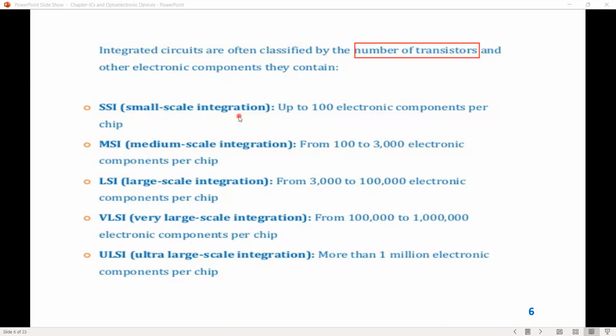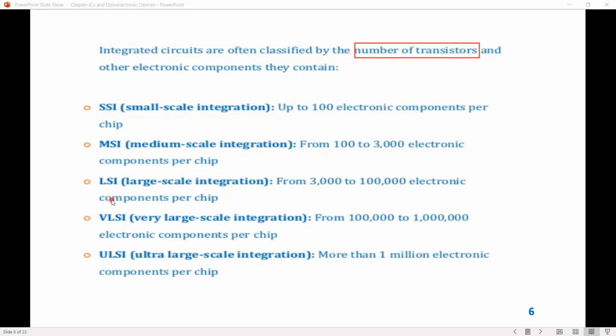So in this integration, up to 100 electronic components, or we can say number of transistors, per chip can be designed. Then the next generation comes, which is called MSI, medium scale integration. From 100 to 3000 electronic components per chip can be designed in this technology.